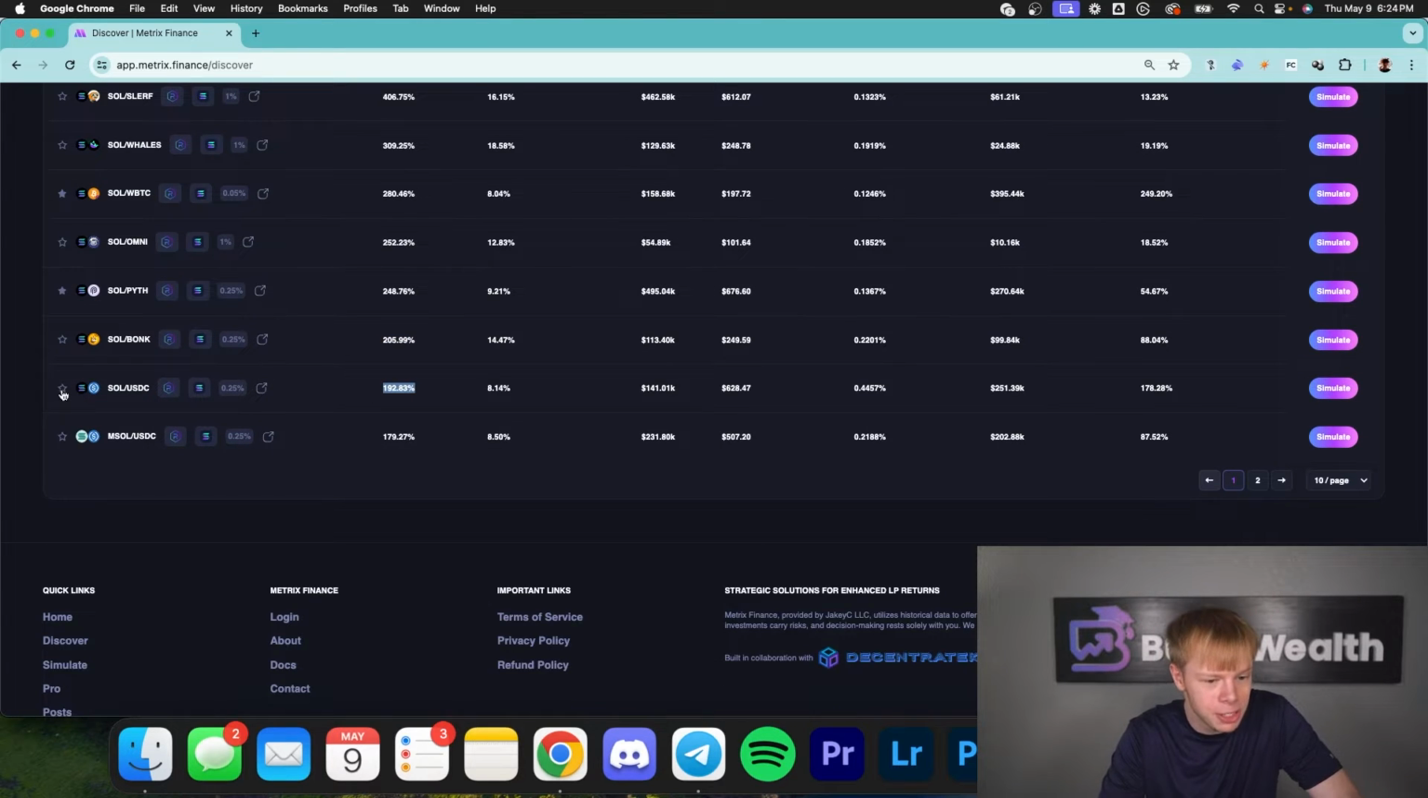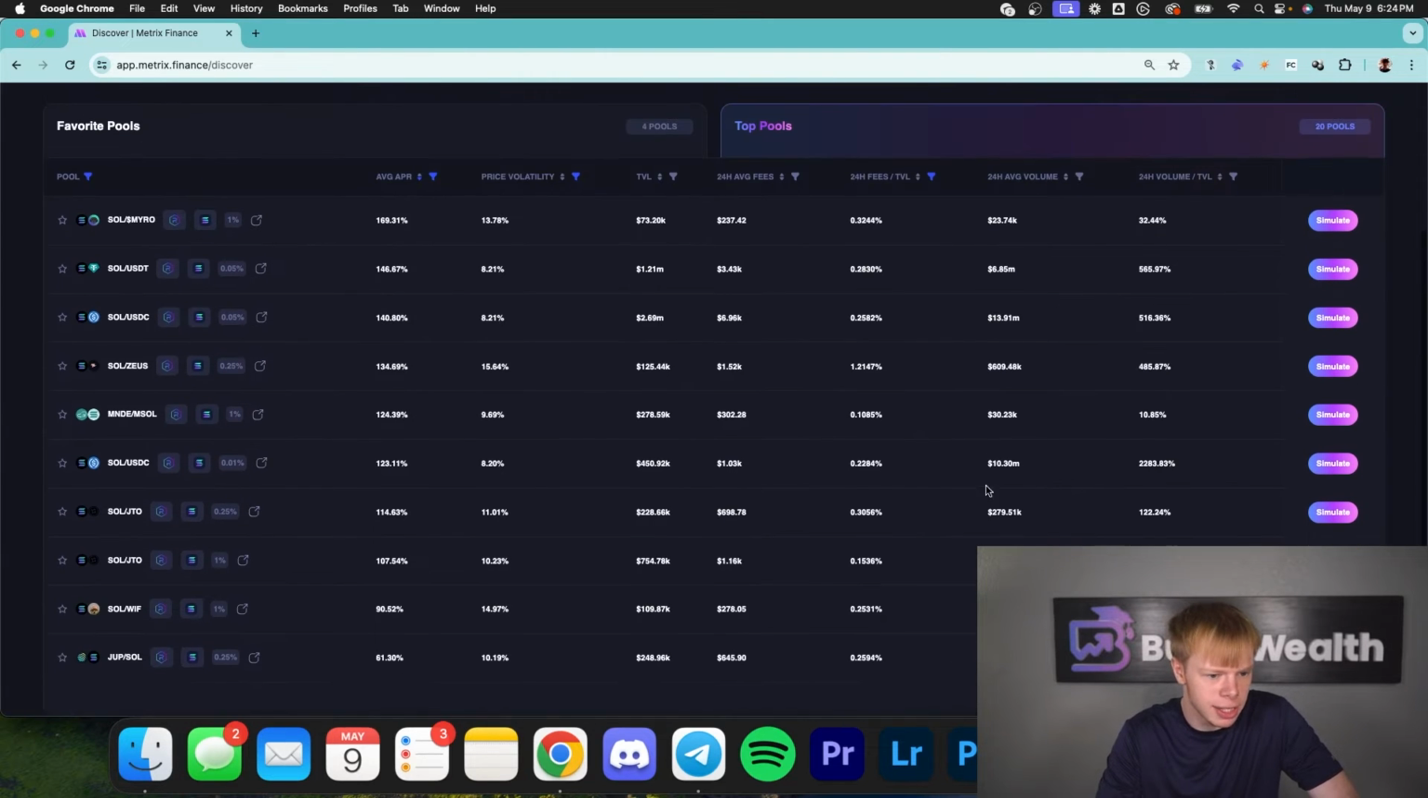And then I do see SOL to USDC. This is doing roughly 192% over here. I'm going to move on to the second page. I see another SOL to USDT pool. I am not going to favorite this one because there is a tool on Metrix Finance that we can use to show us the best pool with SOL to a stablecoin, whether it's USDT, whether it's USDC, whether it's a different fee tier. We can see all those in one dashboard, and we'll go into that later to make sure that we've identified the best possible return.